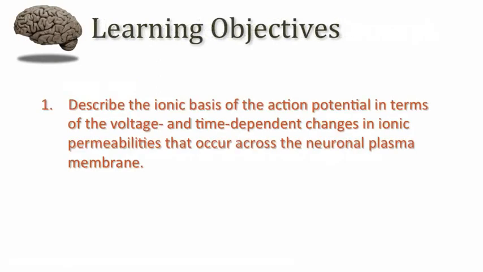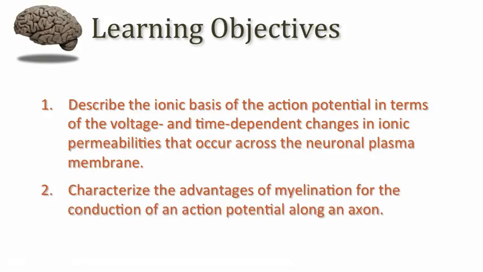Our learning objectives today are that I want you to be able to describe the ionic basis of the action potential in terms of the voltage and time-dependent changes in ionic permeabilities that occur across the neuronal plasma membrane. Same learning objective you saw with our last tutorial. But now I want you to apply that knowledge to the concept of propagation of action potentials along a length of axon. And that brings us to our second objective, and that is to consider the benefits of adding myelin to an axonal sheath. So I want you to be able to characterize the advantages of myelin for the conduction of an action potential along an axon.